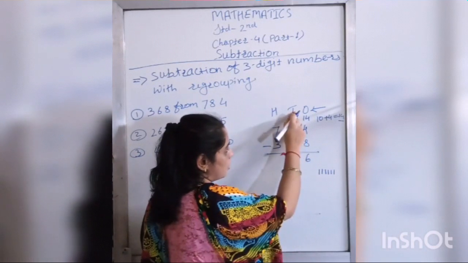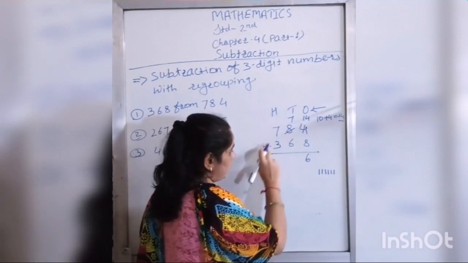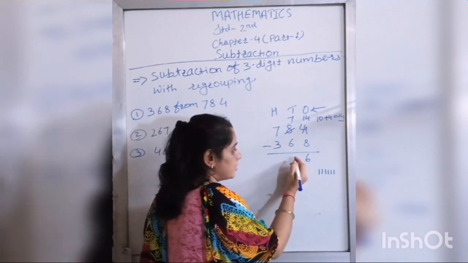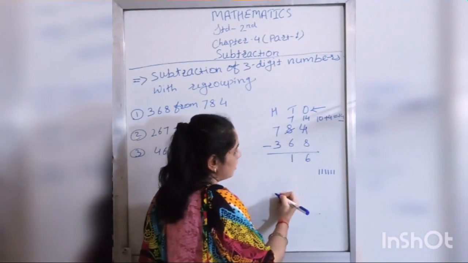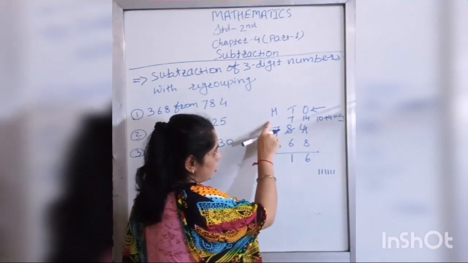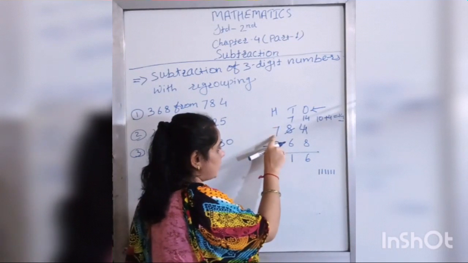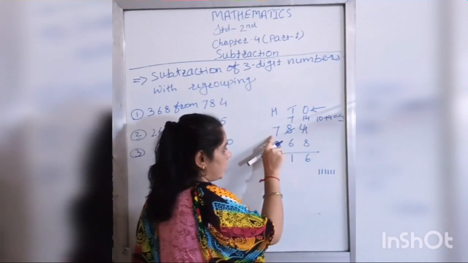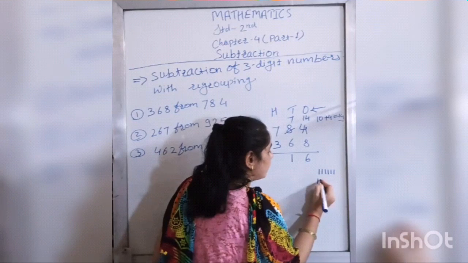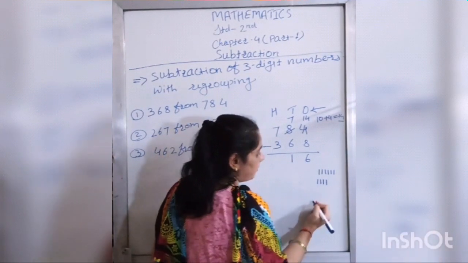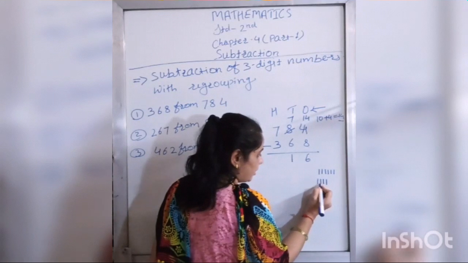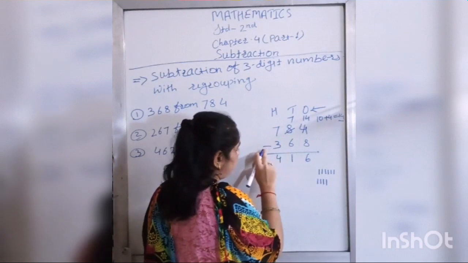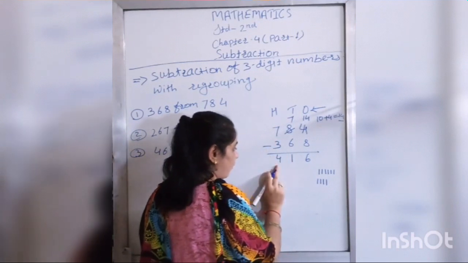Now subtract the numbers on the tens place. The numbers are 7 minus 6. What will be the answer? 7 minus 6 is equal to 1. Now subtract the numbers on the hundreds place. The numbers are 7 minus 3. Count after 3 till we get 7: 4, 5, 6, 7. Count these lines. 1, 2, 3, 4. So 7 minus 3 is equal to 4.